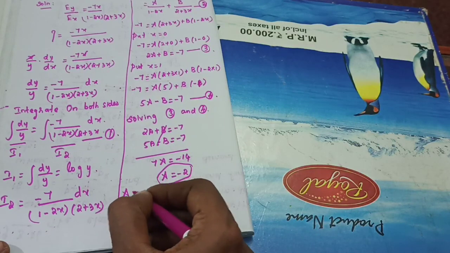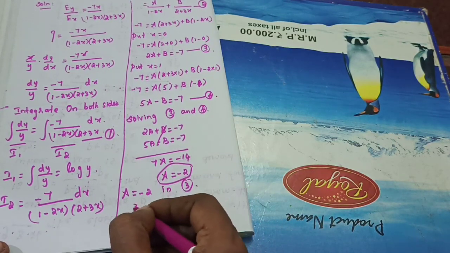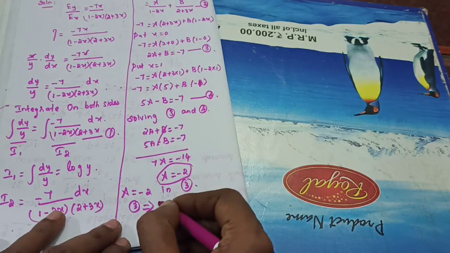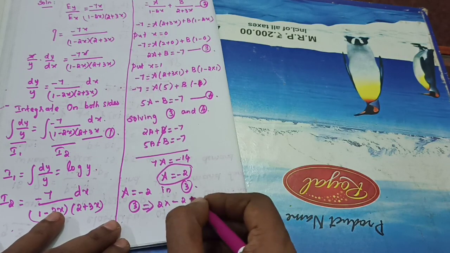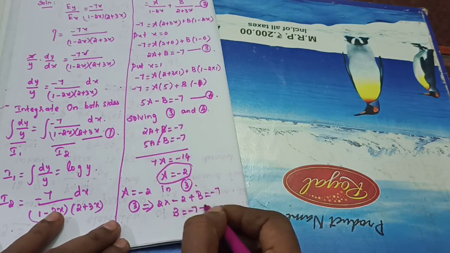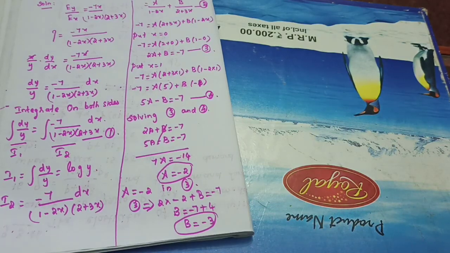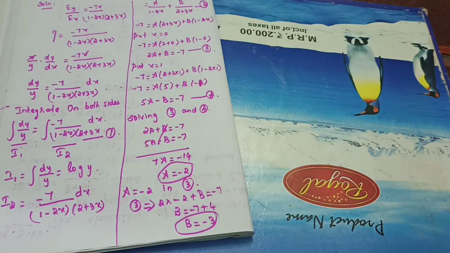Next what will you do? A equal to minus 2, shall we substitute in 3? So what will happen? Third equation implies 2 into minus 2 plus B equal to minus 7. From there B equal to minus 7 plus 4. So B equal to minus 3. Understand? You have found out the value of A and B. Now what will you do? You substitute in equation number 2. Okay.